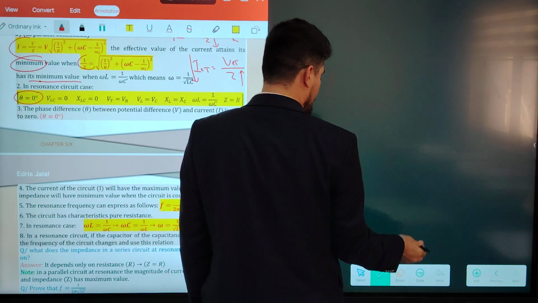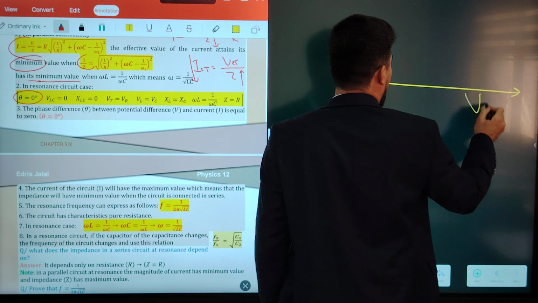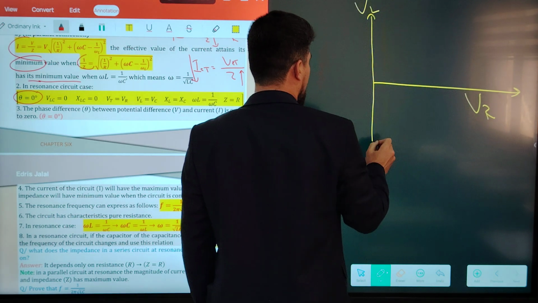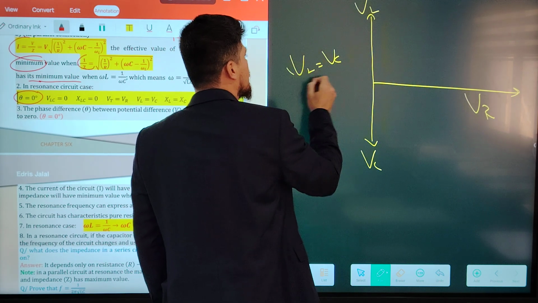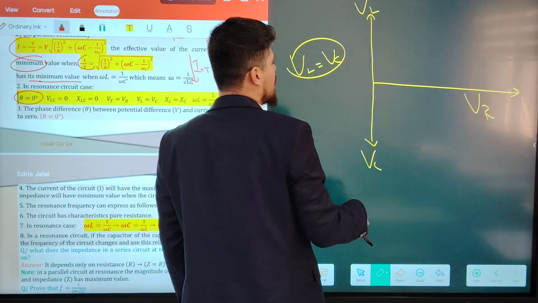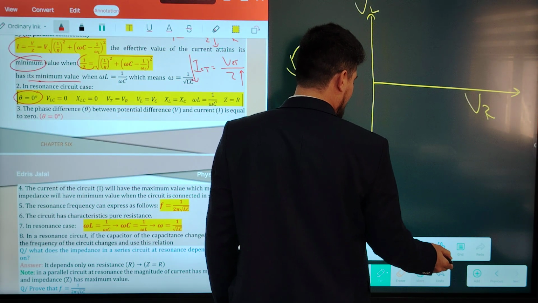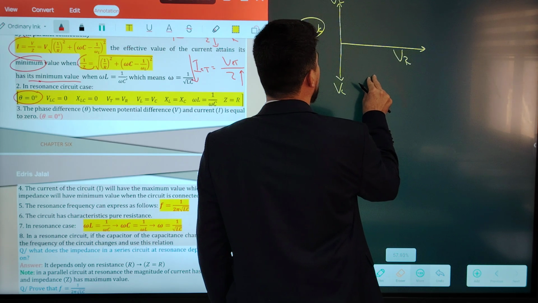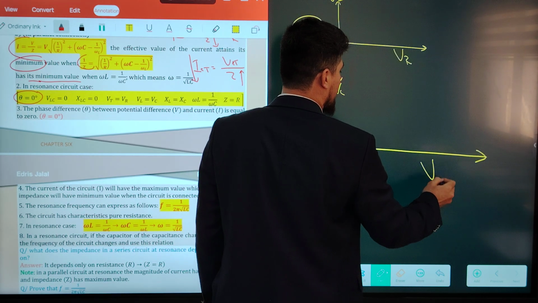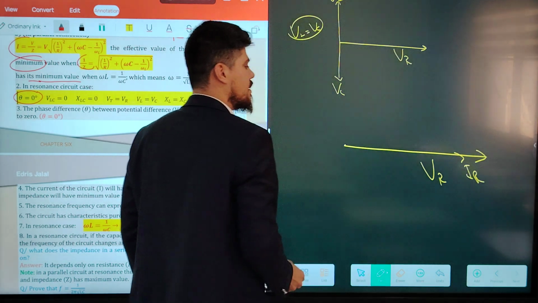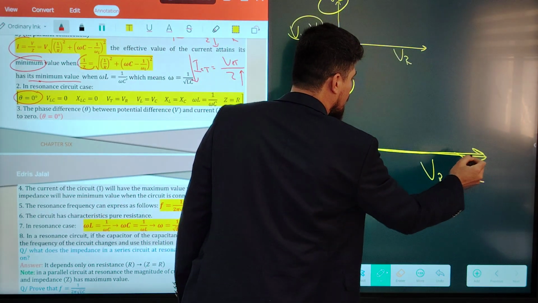If you remember the phasor diagram in series connection, okay? If you remember, we have VR here, VL, VC. At resonance, VL is equal to VC. If VL is equal to VC, we don't have these two vectors VL and VC here anymore. So the figure will be like this, and the circuit has only resistance characteristics, okay? So we only have VR, IR. Why? Because VL and VC cancel each other. What remains? Only VR, IR.